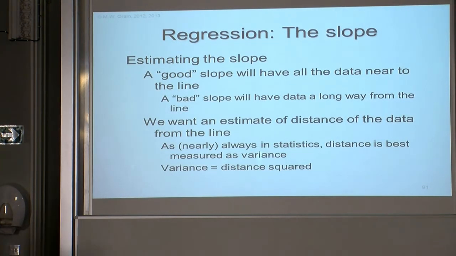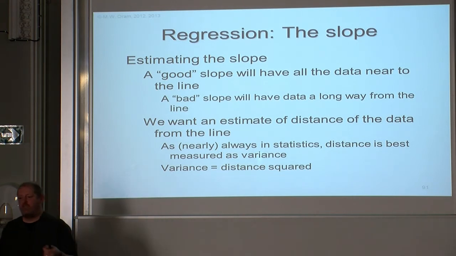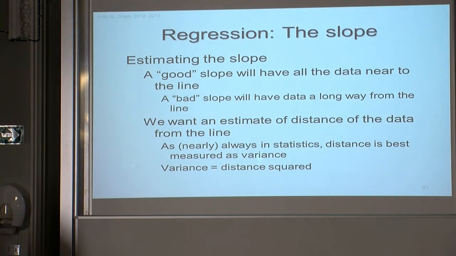So what do we mean by a good slope? If the value is good, we'll have the data near to the line, to that predicted line, and with a bad slope, the data will be a long way away from it. So what we want to do is estimate distance. Distance has plus and minus. The way in statistics we get rid of that is to square it. We actually use the variance of the data about the slope, about the line.